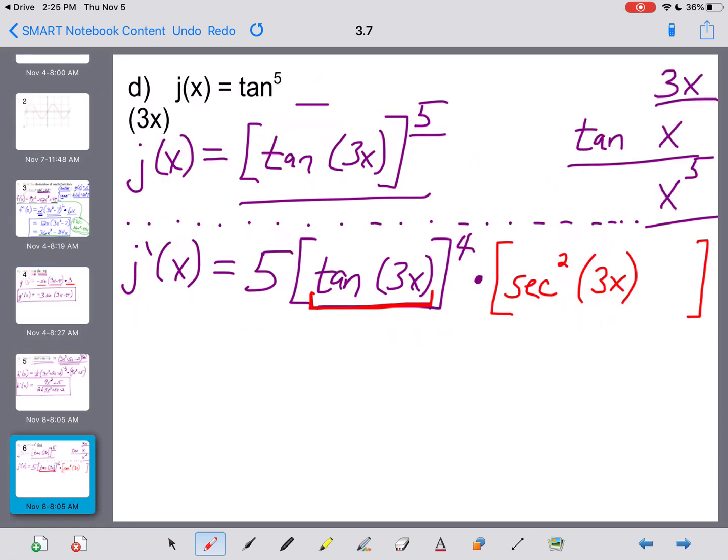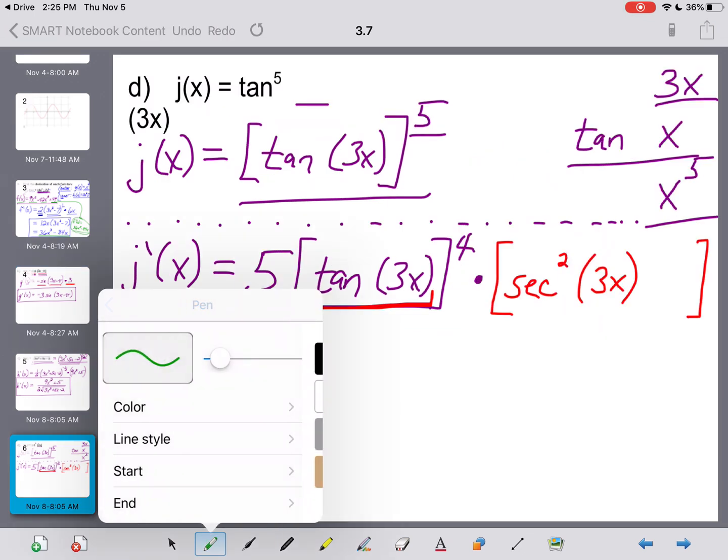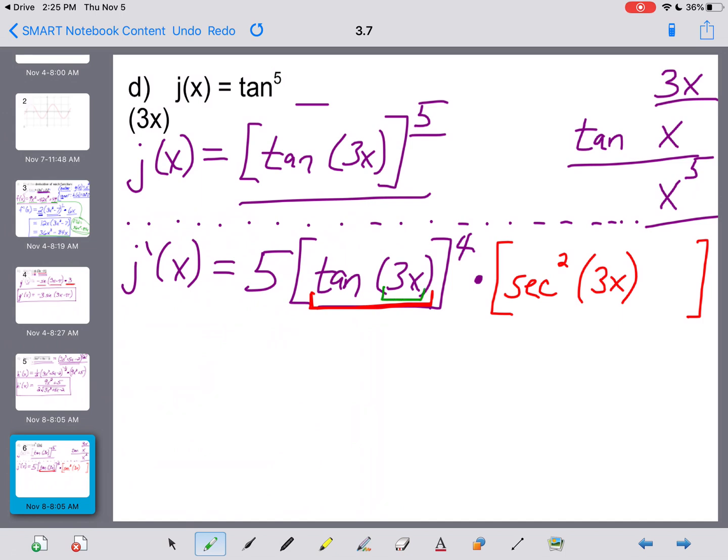So back over here, guys, I now need a third color. The angle itself is 3x. We now need to take the derivative of 3x and multiply that by the secant squared of 3x. And the derivative of that 3x is just going to be 3. So we really had to do right here the chain rule within the chain rule.